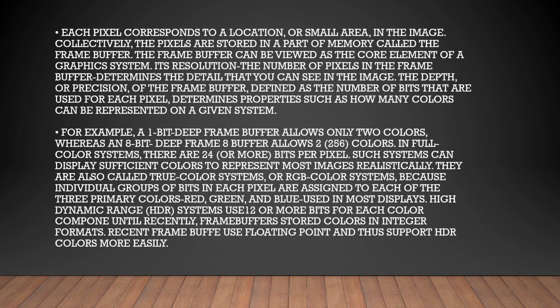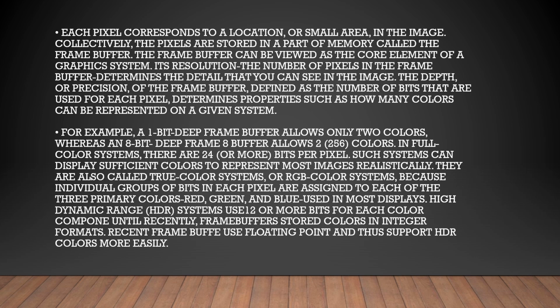Like in mobiles we see 50 megapixels or some other megapixels. As the pixels increase, the image quality also increases. For example, a 1-bit deep frame buffer allows only two colors, whereas an 8-bit deep frame buffer allows 256 colors.